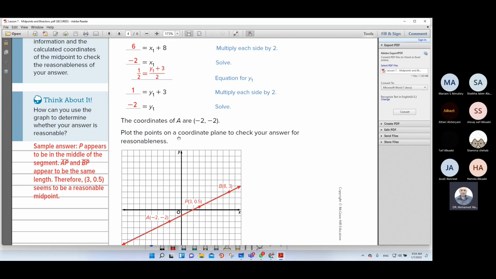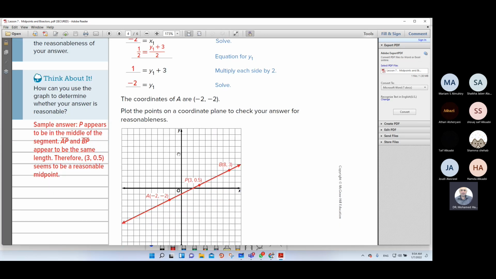Plot the point on the coordinate plane to check your answer for reasonableness. The first point B, 8 in x, 3 in y, will be here. And the midpoint, 3 and 0.5, will be here. And the first endpoint A we solved, negative 2, negative 2. If the 3 points are on the same line, it means your work is true.